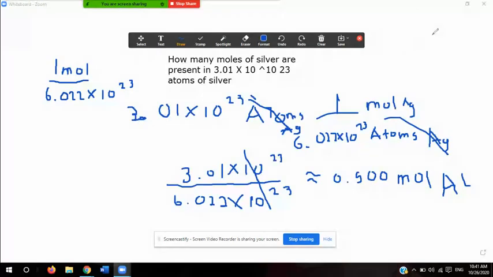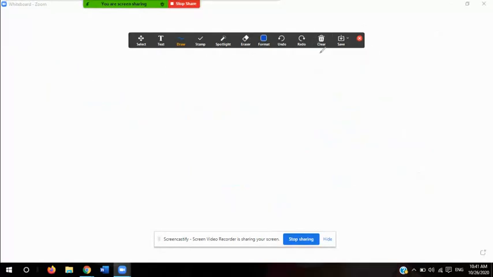Now, the last exercise that we're going to do is on page 83 of your textbook, and the problem reads, what is the mass in grams of 1.20 times 10 to the power of 8 atoms of copper?